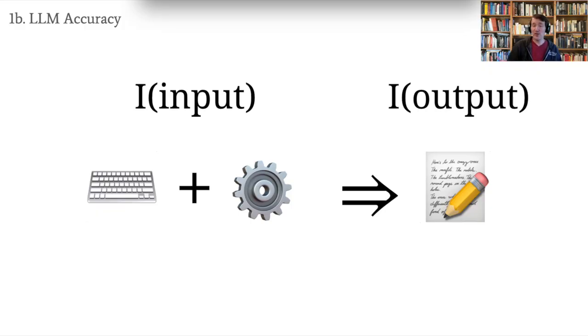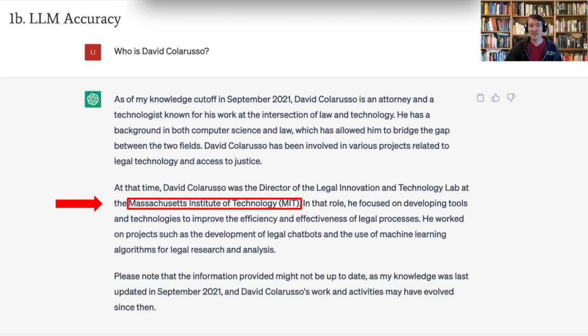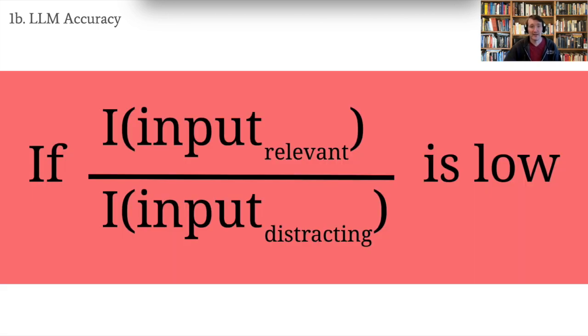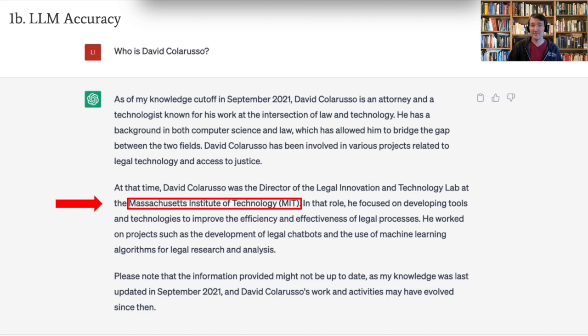So we noted earlier that the information in our output had to come from somewhere. When working with LLMs, it comes from two places: the user-constructed prompt, and the data that was used to train the LLM. So why did ChatGPT think I worked at MIT? Well, it's because there wasn't much information in my prompt, right? I just said, who is David Colarusso? Almost no information there. So all the information was coming from the training data.